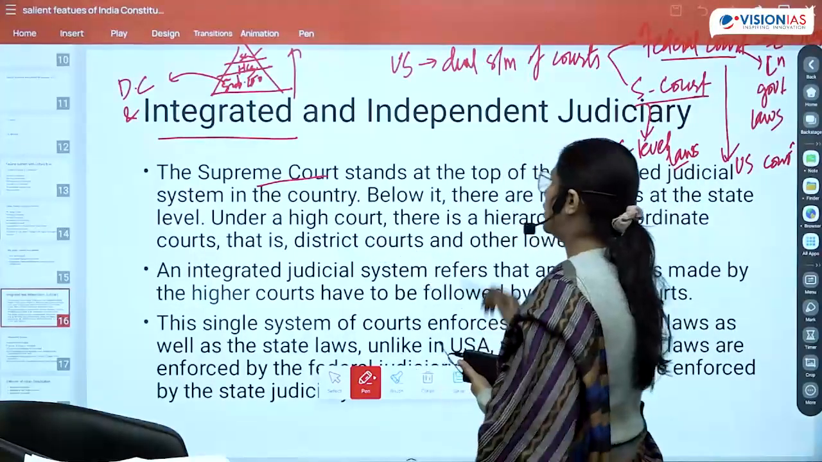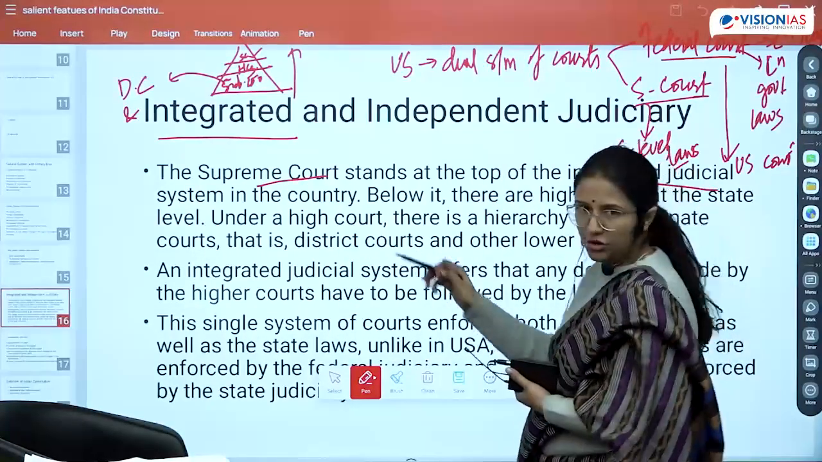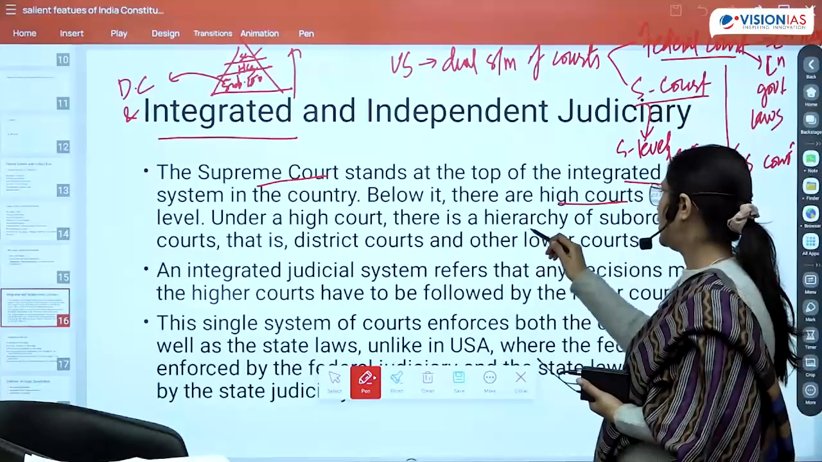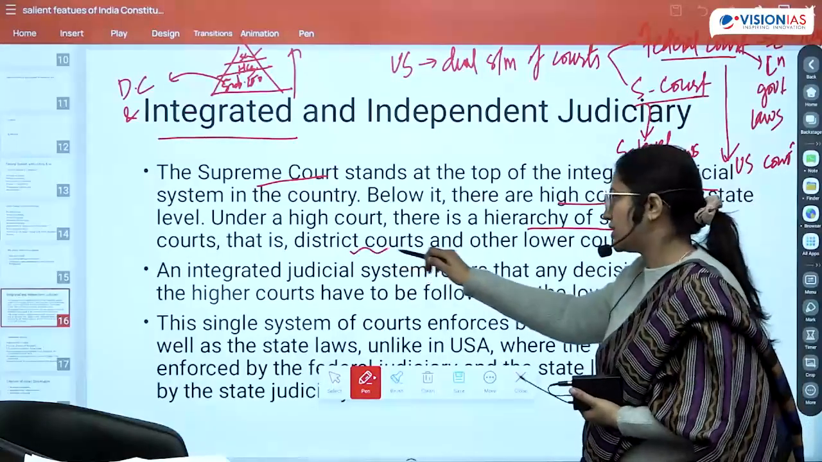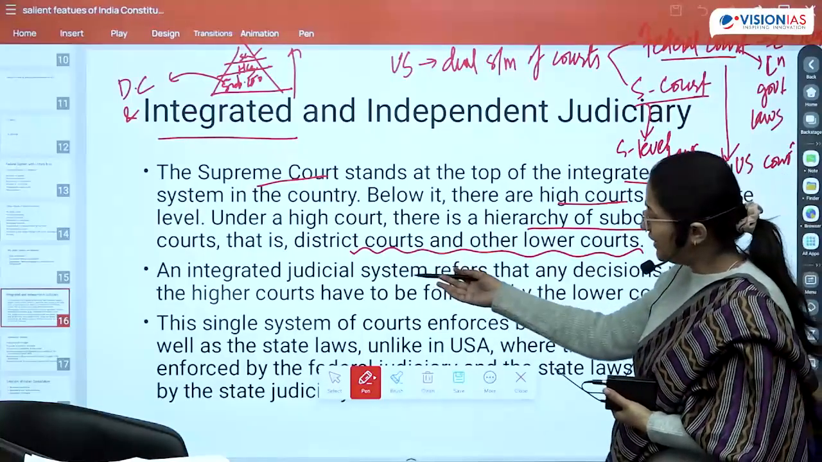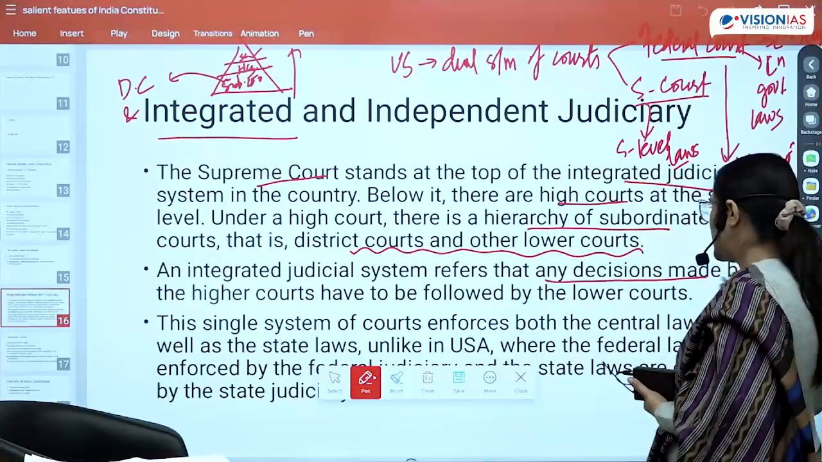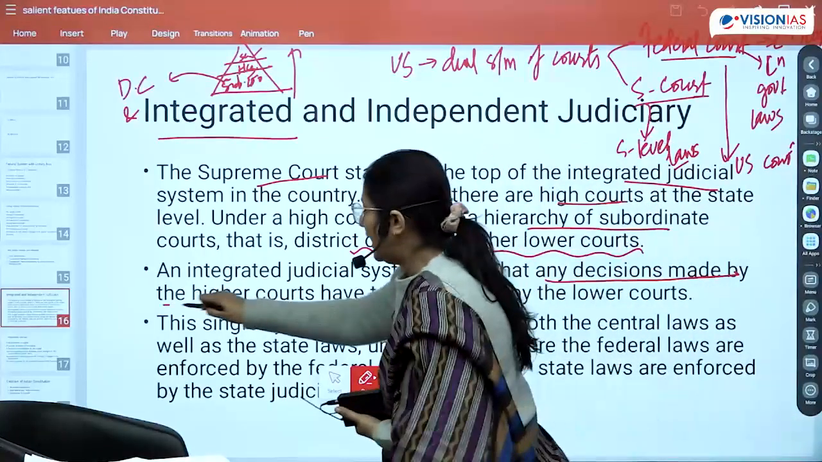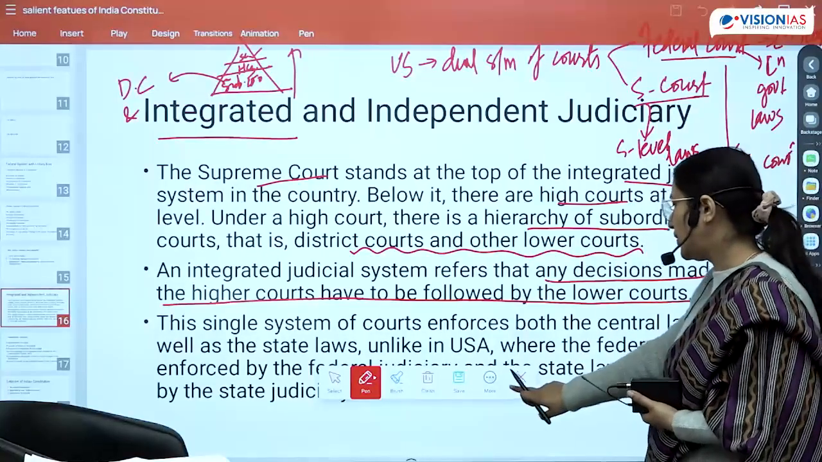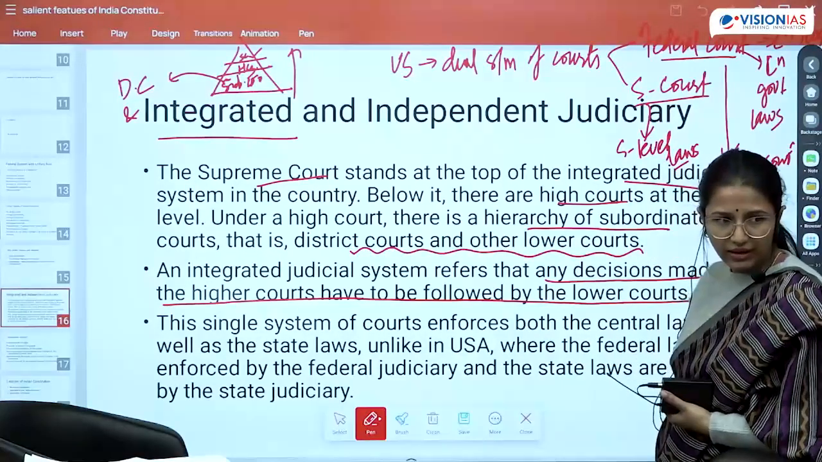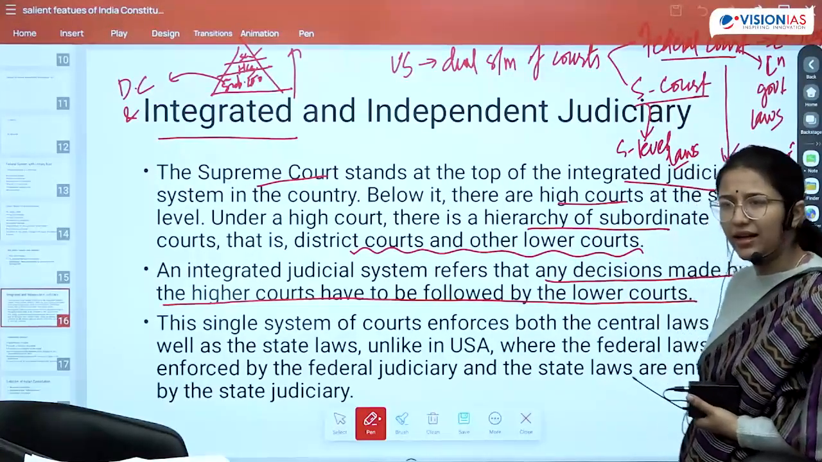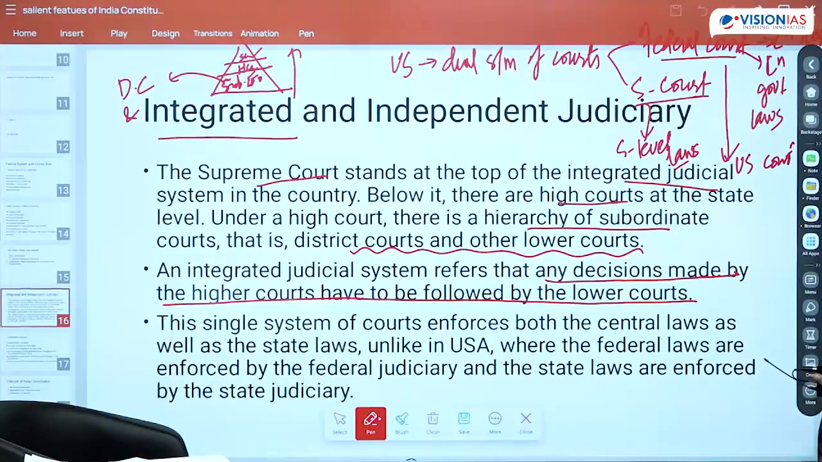That means the Supreme Court stands at the top of the integrated judicial system. Yes, below it are the high courts, and under the high court is a hierarchy of subordinate courts such as the district courts and other lower courts. You have an integrated judicial system. It means that any decision made by the higher courts has to be followed by the lower courts. And unlike the US, where there is a dual system of judiciary, we find that there is an integrated judiciary which is hierarchically organized in case of India.